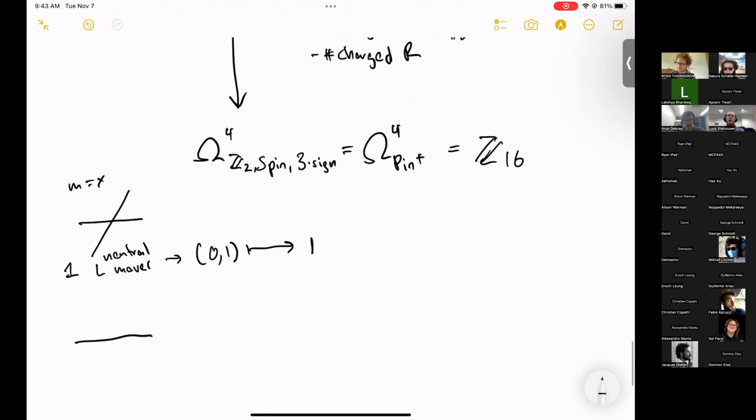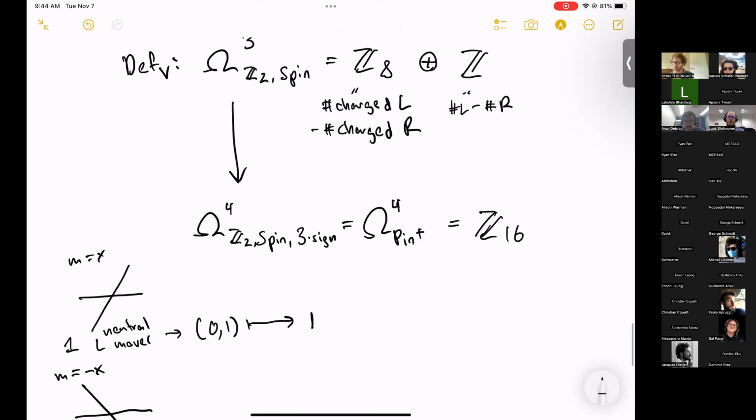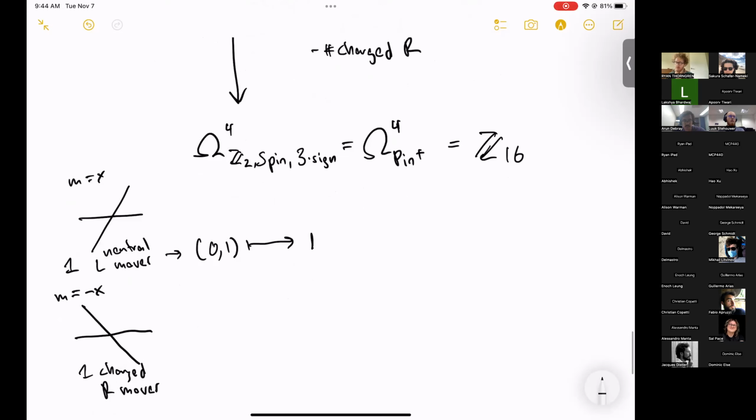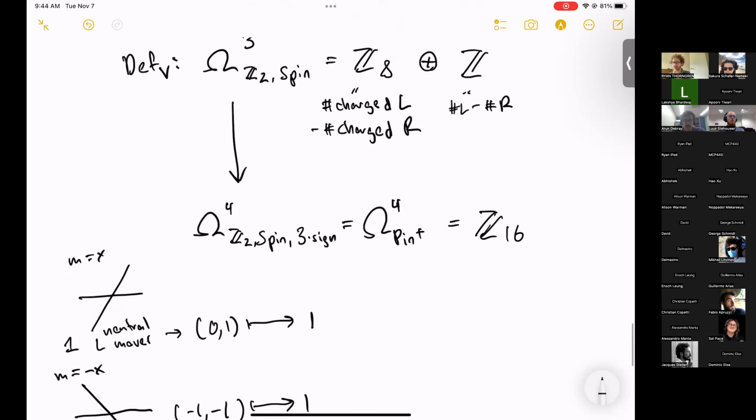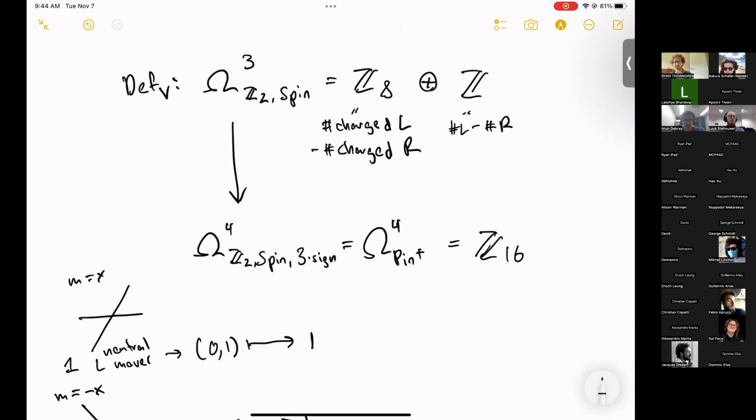Now, if we took the other mass profile, m equals minus x, we would find one charged right mover. We would get an opposite chirality, but now gamma x would act with the other sign. So you get one charged right mover. Just to make sure that I follow the same convention, we're going to get (minus 1, 0) mapping to 1. And now this defect map is a linear map, so we actually computed it entirely.